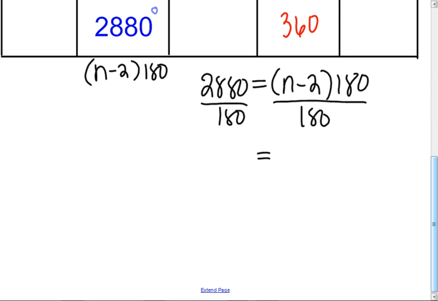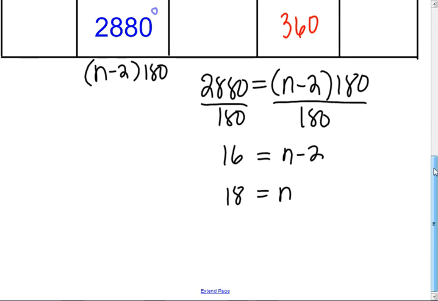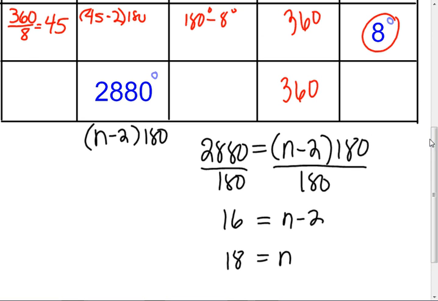Equals n minus 2. Then what's n? 18. Okay, so this is 18. I do the exterior angles because the exterior angle is 360 divided by n. That's the equation: N times E equals 360. That's where it comes from.